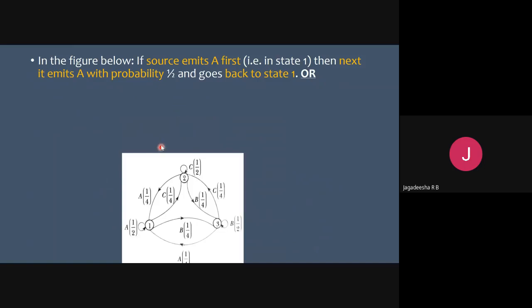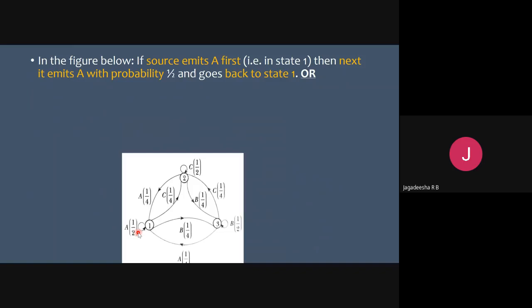So in this figure, the same figure, the source emits A first. We are assuming it can emit A or B or C. Right now we'll start from any one. If the source emits A first, it means it's in state 1. Next it emits A with the probability of half. So there is an arrow back to A here, right? It indicates that it's transiting from state 1 back to state 1. In that case, it will emit the symbol with probability 1 by 2.